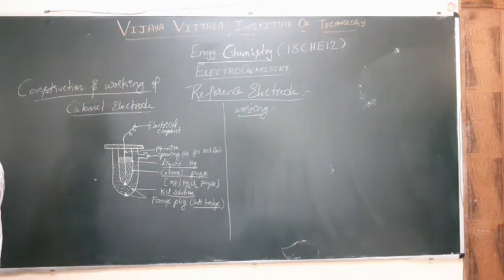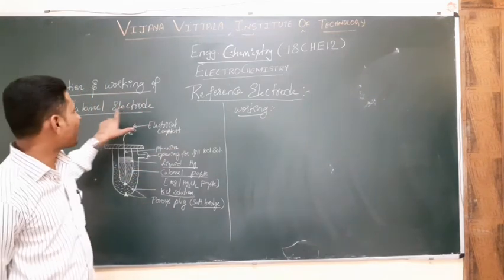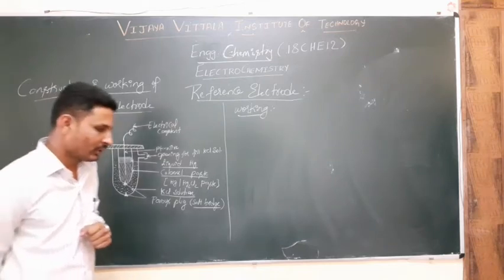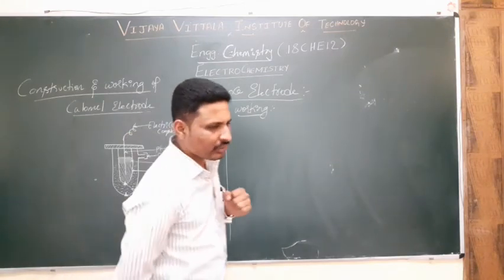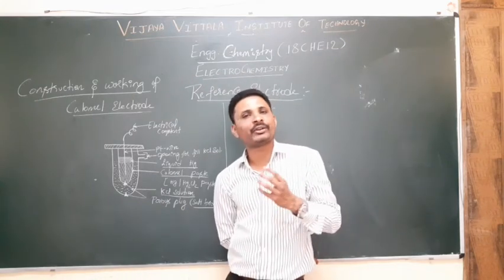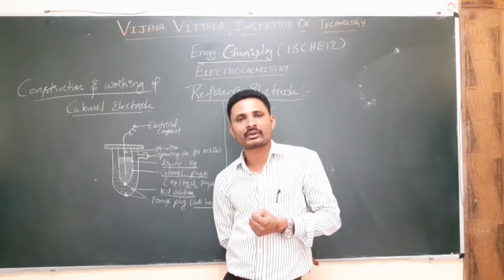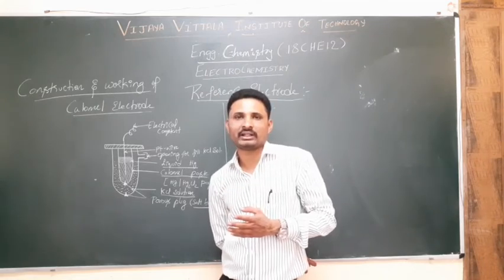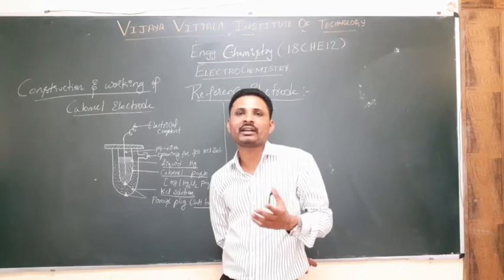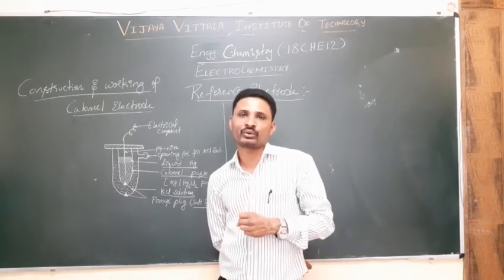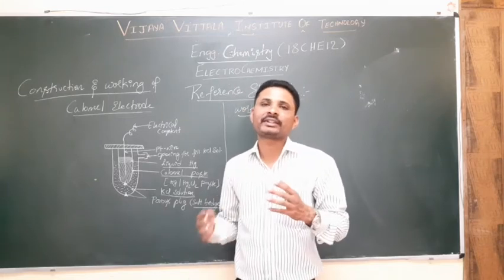As I told you, this is a secondary reference electrode. Calomel electrode is a secondary reference electrode. This electrode can act as anode or cathode, depending on the nature of the other electrode of the cell.